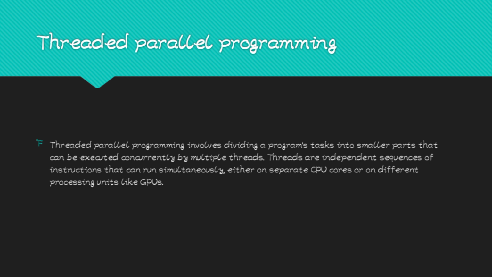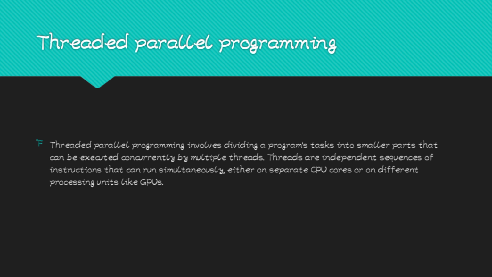Then we have threaded parallel programming. So I've just told you what language libraries are, and now I'm telling you what threaded parallel programming is. Threaded parallel programming involves dividing a programming task into smaller parts that can be executed concurrently by multiple threads. So we have a specific task, and I'll give an example of having multiple processors. So we shall give different tasks to different processors.